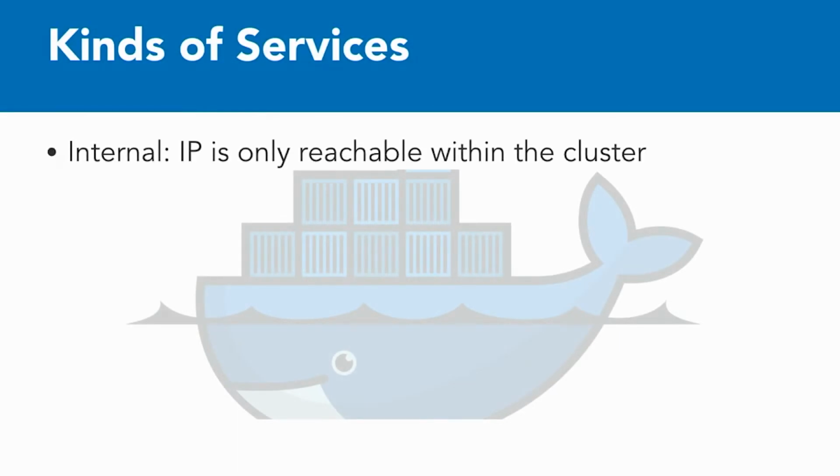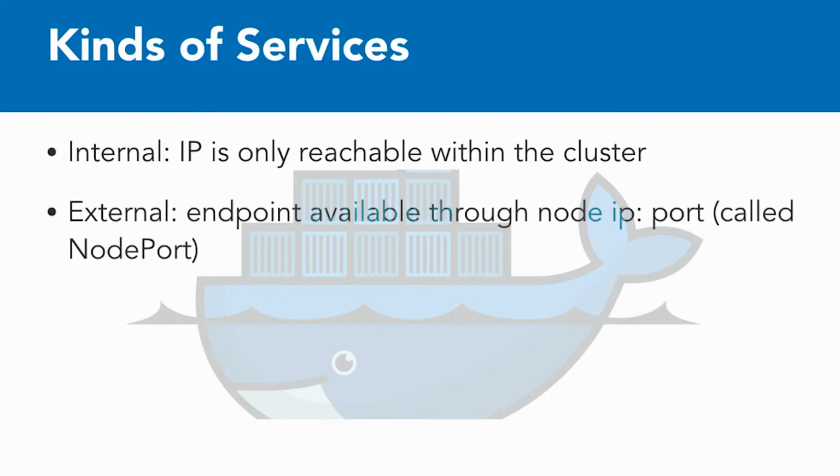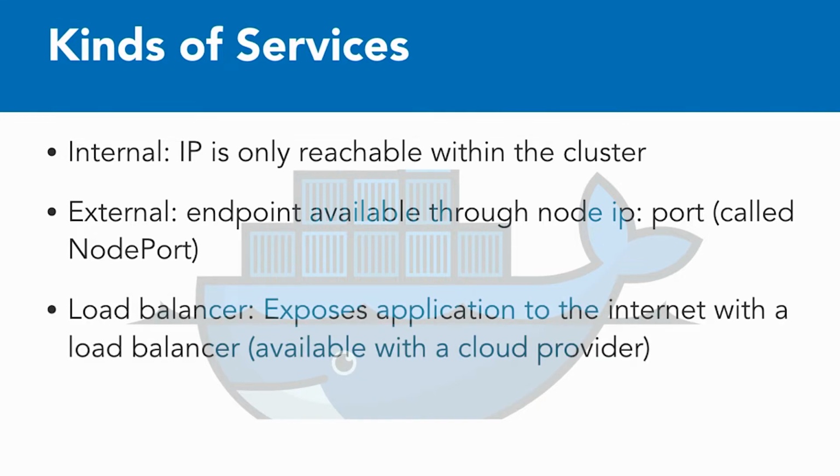There are a few kinds of services that you can use. Internal services, where an IP is only reachable from within the cluster. This is the cluster IP in Kubernetes speak. Then, there are external services, where services running web servers or publicly accessible pods are exposed through an external endpoint. These endpoints are available on each node through a specific port. This is called a node port in Kubernetes speak.